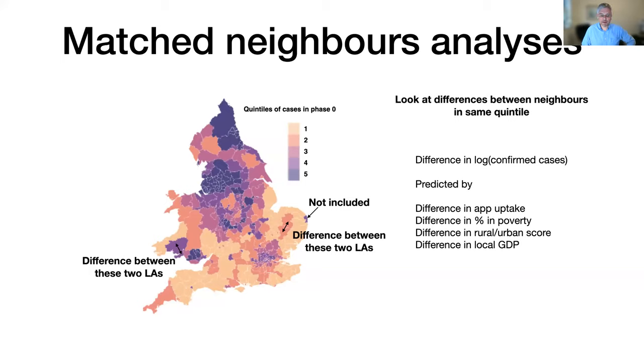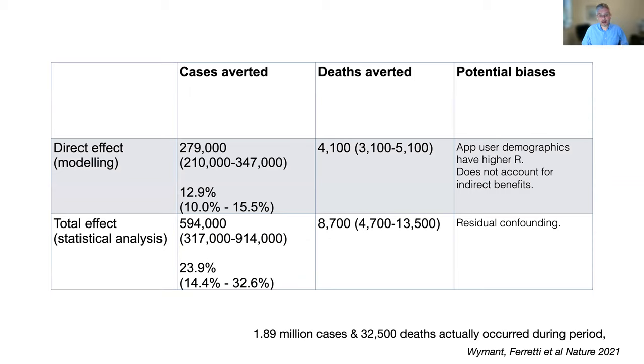And then we looked at the difference in app uptake between those neighboring areas. So we really didn't compare different parts of the country. We only compared neighboring areas that had a similar epidemic, and we saw whether the difference in app uptake corresponded to a difference in the number of cases. When we did so, we could calculate cases averted and deaths averted, and the numbers were quite large. We did so in two ways. We did modeling based on the secondary attack rate, number of notifications, and so on. That gave us a number of 279,000 cases averted, and that's really just through the effect of breaking the chains of transmission. We've also verified that since then in terms of a continued effect, roughly a 13% reduction in the number of cases.